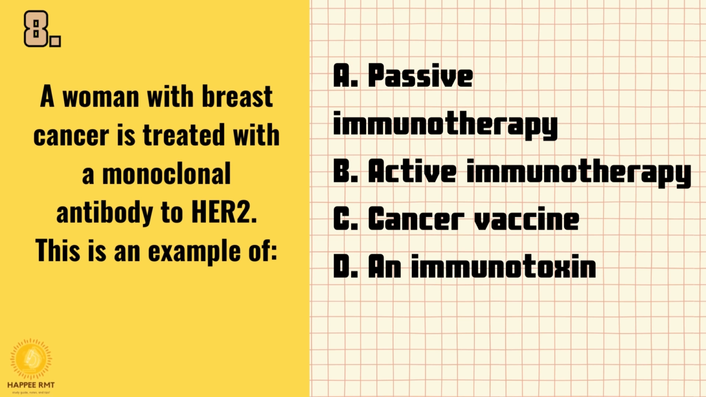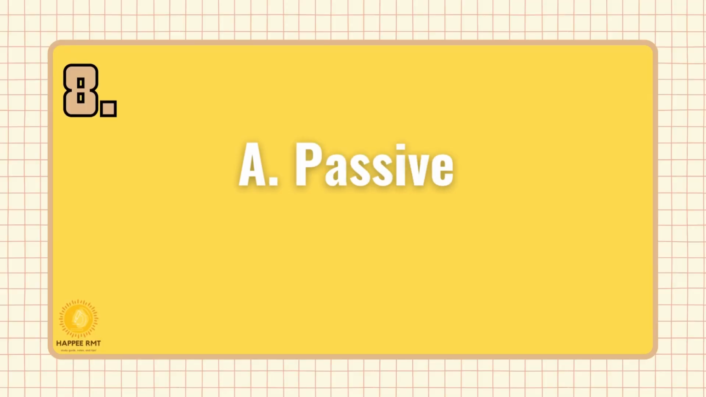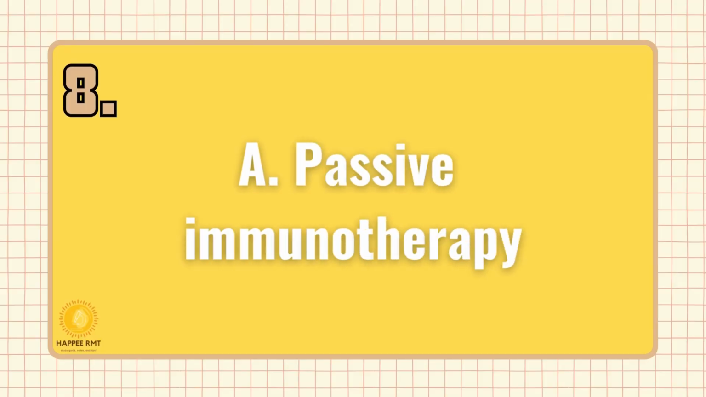Number 8. A woman with breast cancer is treated with a monoclonal antibody to HER2. This is an example of A. Passive immunotherapy, B. Active immunotherapy, C. Cancer vaccine, D. An immunotoxin. Answer is A. Passive immunotherapy.